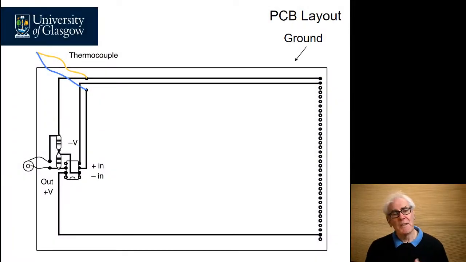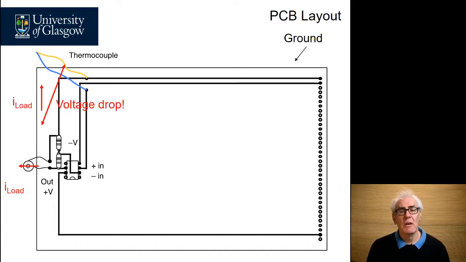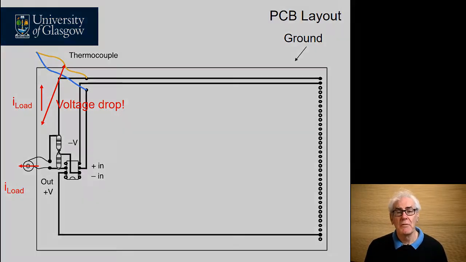So let's look at a real circuit board's layout here. We've got our thermocouple connected in this fashion, and this is a typical board that you may find inside an instrument or a piece of equipment or even inside your laptop computer. We've got a load current which is flowing out onto the 10k ohm load, and the load current has necessarily got to return from the load all the way back to the 0 volt terminal on the power supply. But because it has to flow through a PCB track, there is a voltage drop here. That is generating an error.